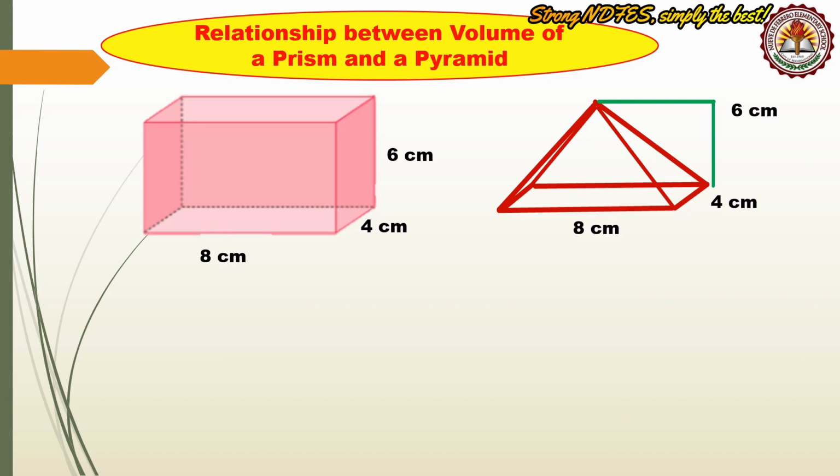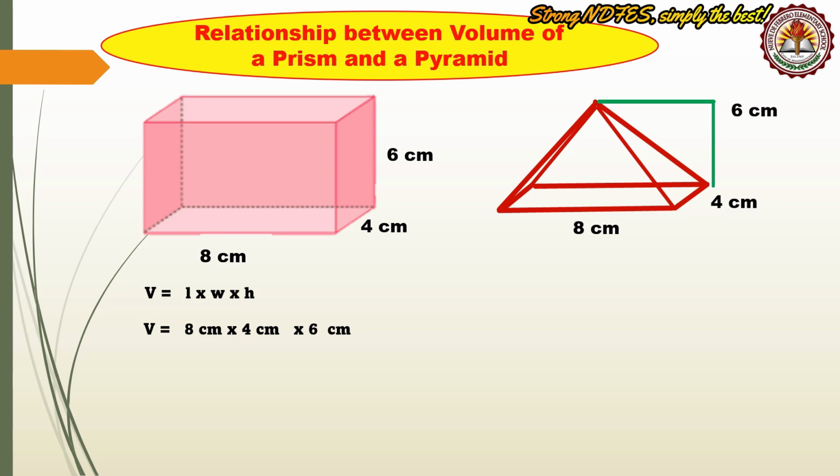a prism using the derived formula. Volume is equal to length times width times height. Substitute the formula with the given dimension. Volume is equal to 8 centimeters times 4 centimeters times 6 centimeters.